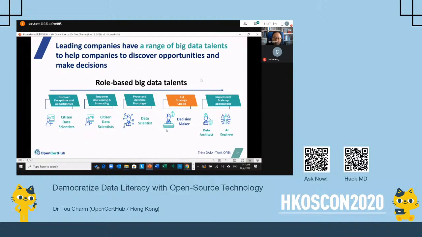So the talent side, right? You understand there are different types of data talents in your company in order to make it successful in the digital economy. So it's not just data scientists, right? This is an example in your company. We should have citizen data scientists, okay? We should have data scientists, but also very importantly, the majority of your company, our company, we need to have citizen data scientists, just like you and me.